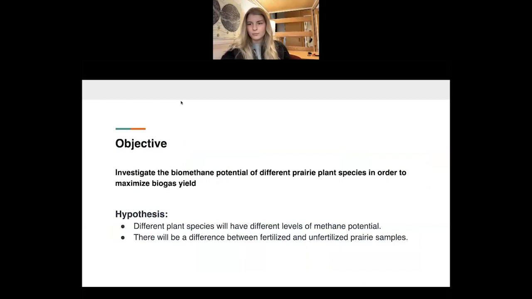The goal for this experiment is to investigate the biomethane potential of different prairie plant species in order to maximize biogas yield. My prediction for this experiment is that different prairie species will have different levels of digestibility, and prairie species from the fertilized versus non-fertilized prairies will also have different levels of biodigestibility. The data from this experiment will determine which species has the most biomethane potential.